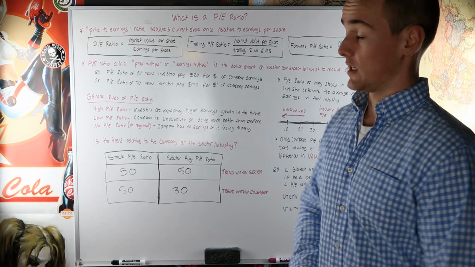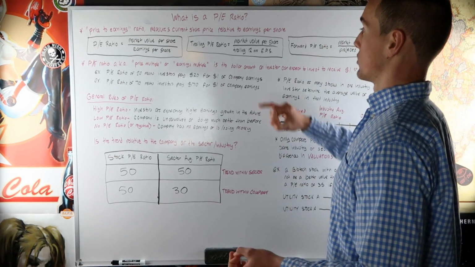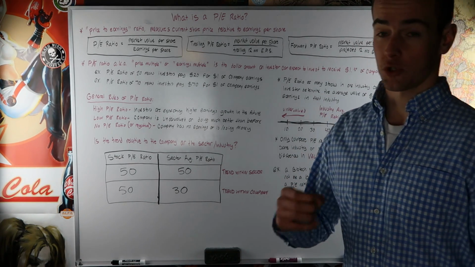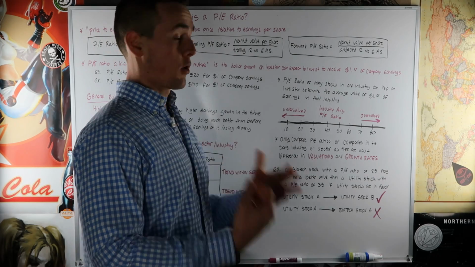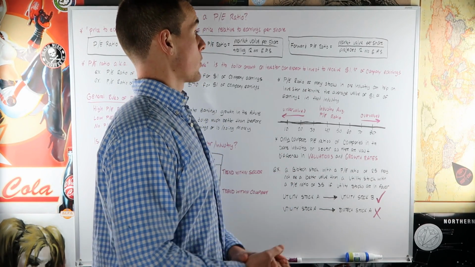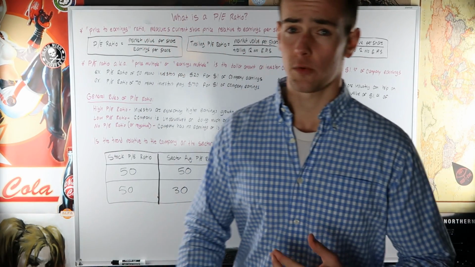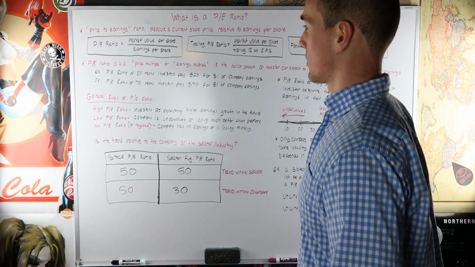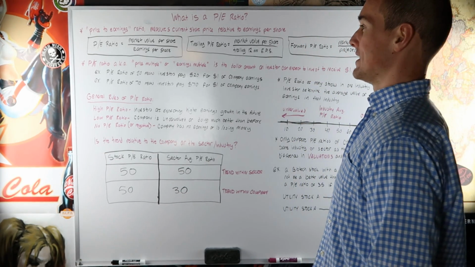There's the trailing PE ratio, which takes the market value per share of the stock and compares it to the trailing 12-month earnings per share. And then we have the forward PE ratio, which is the market value per share compared to the projected 12-month earnings per share. So you should be familiar with all three of those if you're doing any kind of fundamental stock analysis.